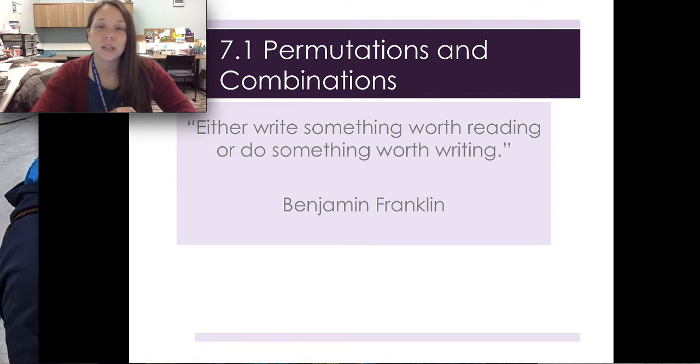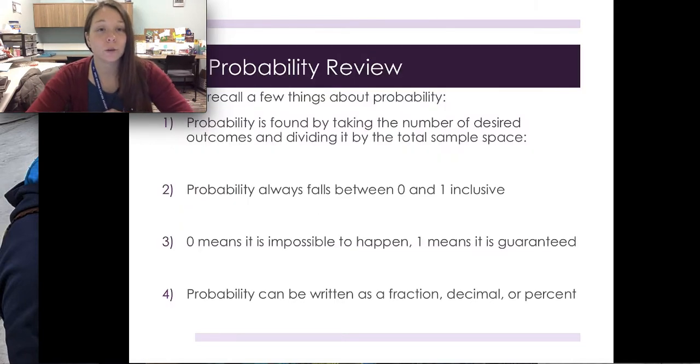Ladies and gentlemen, so today we're going to be taking a look at 7.1 permutations and combinations. This unit is all about probability, so let's recall a few things about probability that you've learned in the past. Number one, probability is found by taking the number of desired outcomes and dividing it by the total sample space.